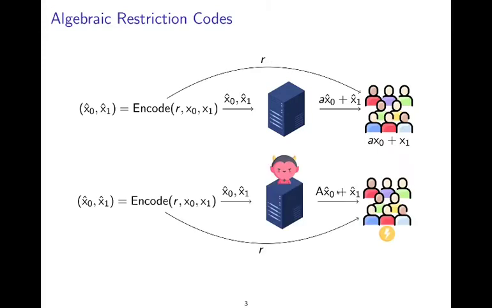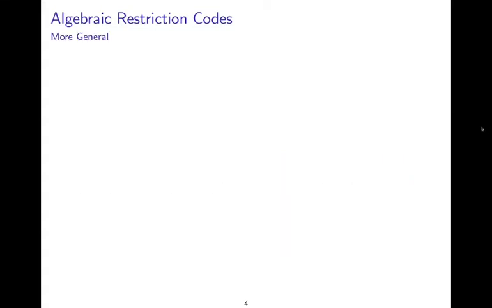If, however, the device misbehaves now and publishes a times x0 hat plus x1 hat, the public cannot reconstruct small a times x0 plus x1 or any other value dependent on x0 or x1. Now, that was an example. Now I'm going to go into the definition of algebraic restriction codes.